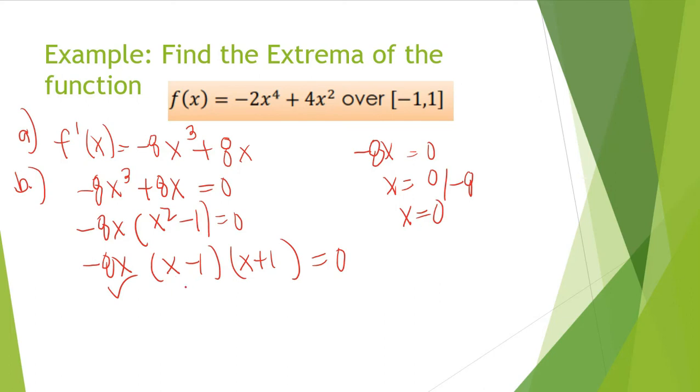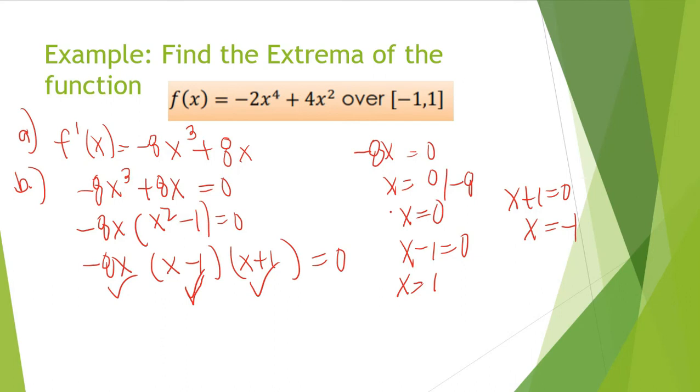Ito naman, second one is x minus 1. We equate it to 0. So moving negative 1 to the other side will give you x is equal to 1. For this one, we equate it to 0. x plus 1 is equal to 0. And then positive 1 to the other side will give us negative 1. Kaya x is equal to negative 1.